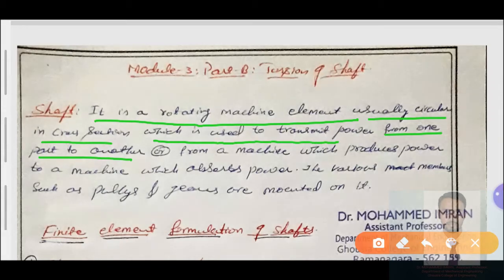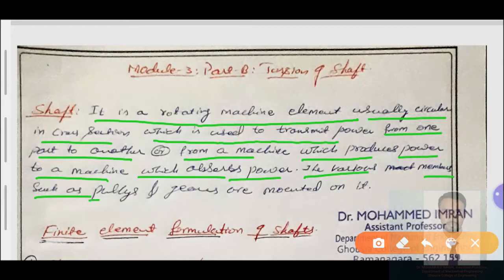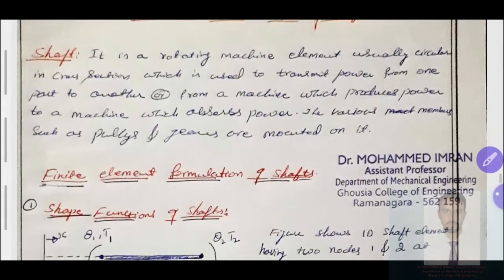In other words, how will we define it? It transmits power from a machine which produces the power to a machine which absorbs the power, to get some work. Such an element is called a shaft. This element has various members such as pulleys and gears mounted on it to transmit power from one part of the machine to another part, or from one machine to another machine. So we got the idea of what is meant by a shaft element.